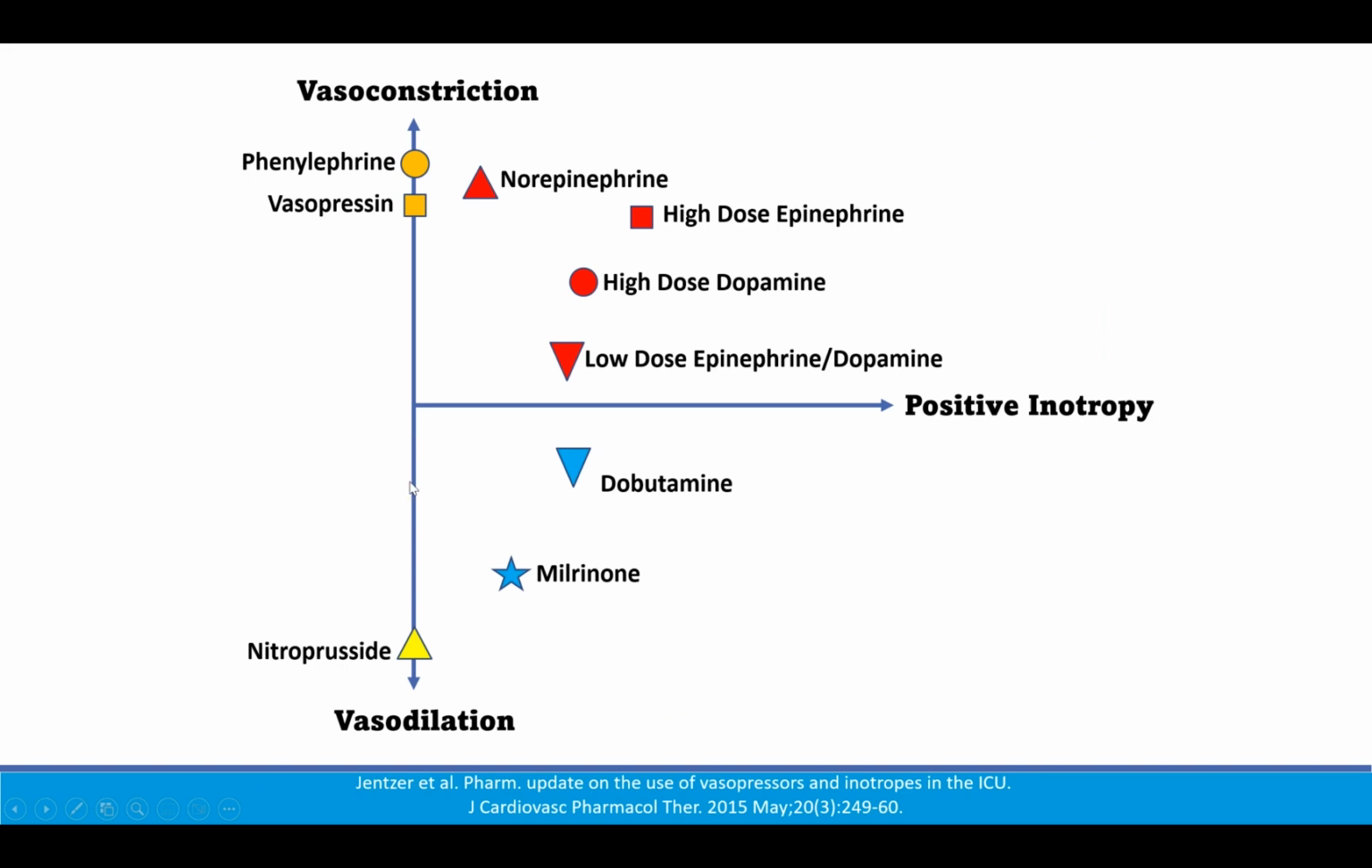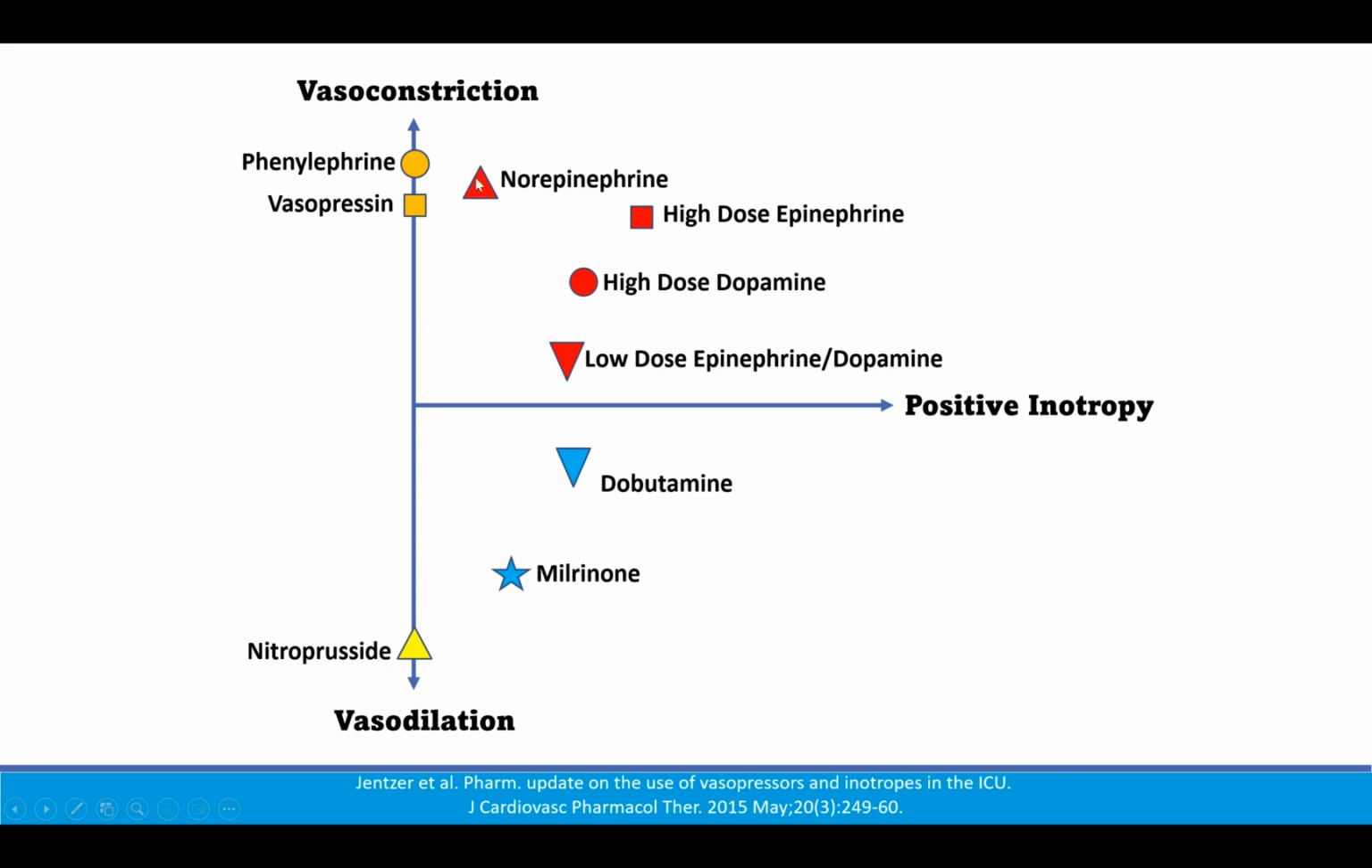On the y-axis, we have the effect on the vessels. Below the x-axis, vasodilatation. Above it, vasoconstriction. On the x-axis, we have the positive inotropy. So we start with agents that have zero inotropic effects but are vasoconstrictors, such as phenylephrine, which is stronger than vasopressin. On the other hand, we have nitroprusside that has no inotropic effect but pure vasodilatation.